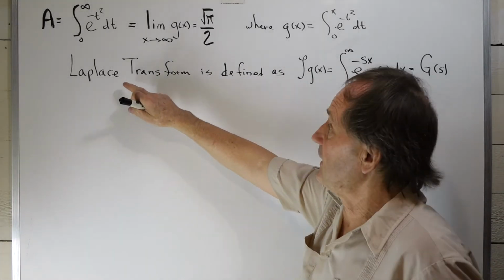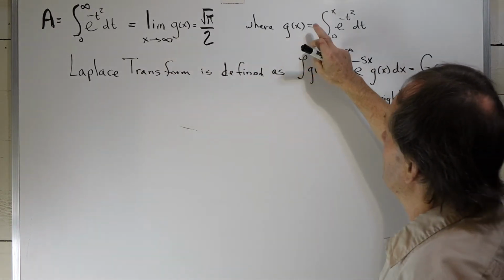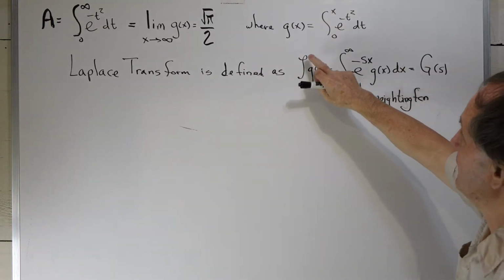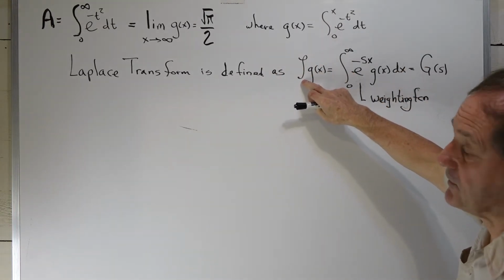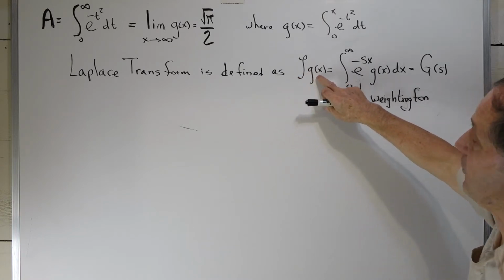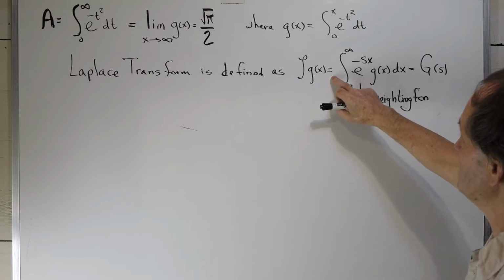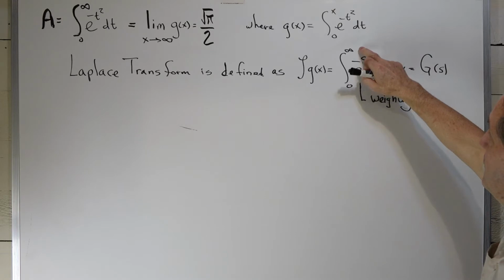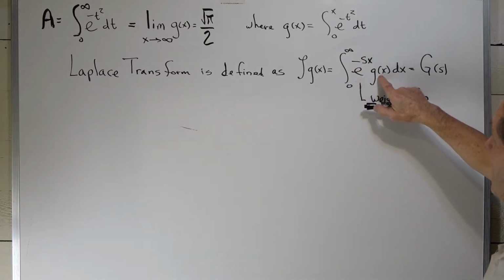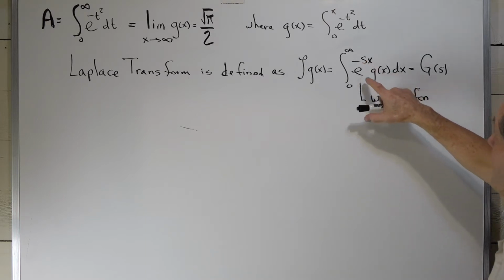The Laplace transform on a function g of x is defined as, we use a capital script L to denote the Laplace transform. The Laplace transform on a single variable function g of x is the integral from 0 to infinity of e to the minus sx times g of x, and we integrate with respect to x.